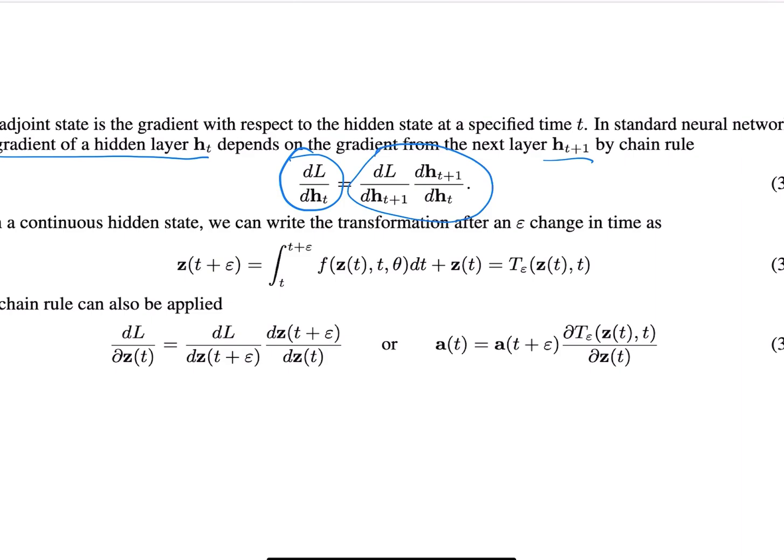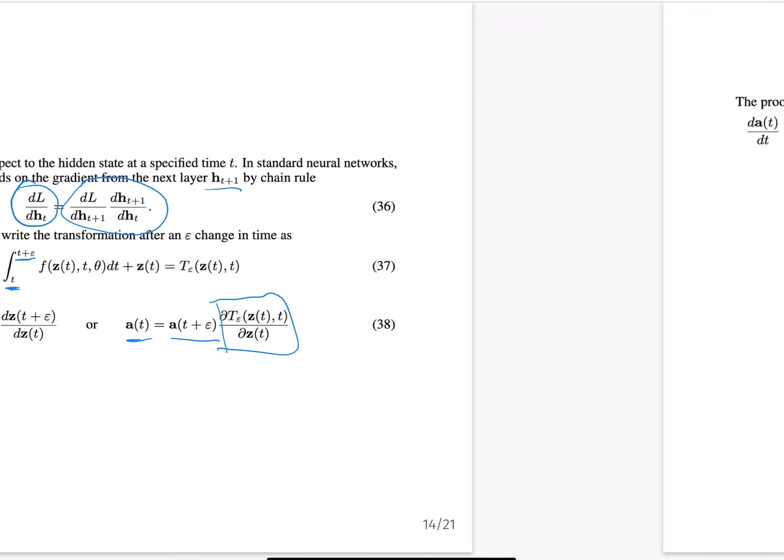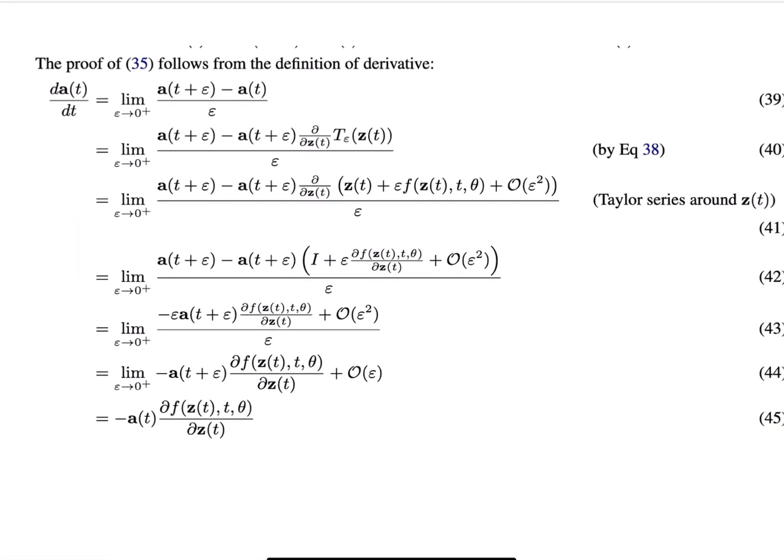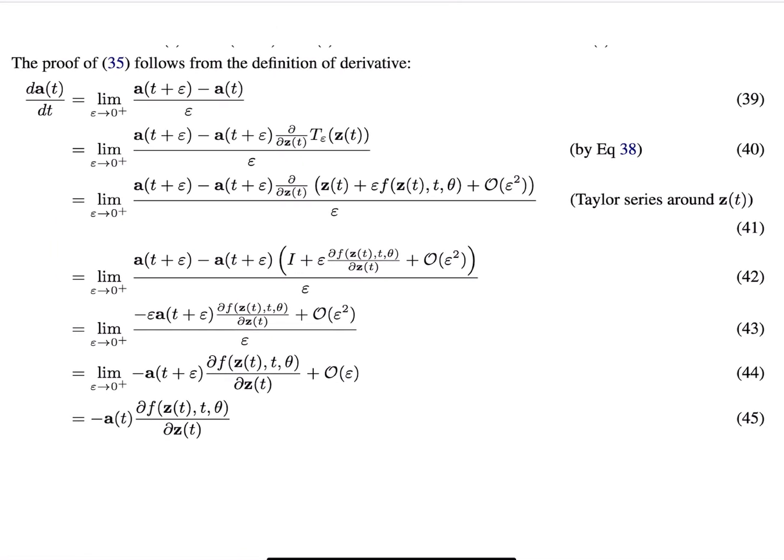But if it's a continuous hidden state, we're going to say z of t plus epsilon is just an integral from t to t plus epsilon. And the chain rule can also be applied in this way. And we can say that a of t is equal to a of t plus epsilon times this quantity right here. And the proof is as follows.